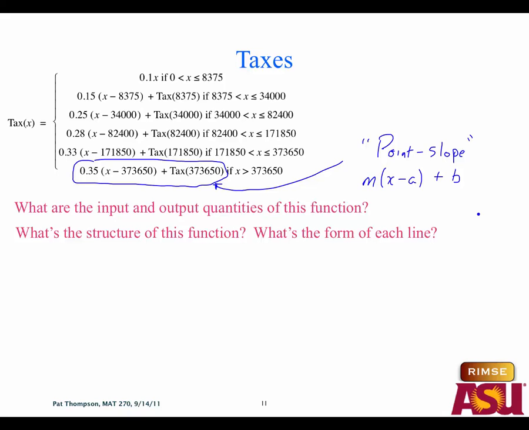This is called a progressive tax. You pay a lower percent on the first certain amount of dollars that you make, and then once you reach the next threshold, you start paying a higher percentage on those dollars. And this is a perfect application of a piecewise linear function using point slope form.